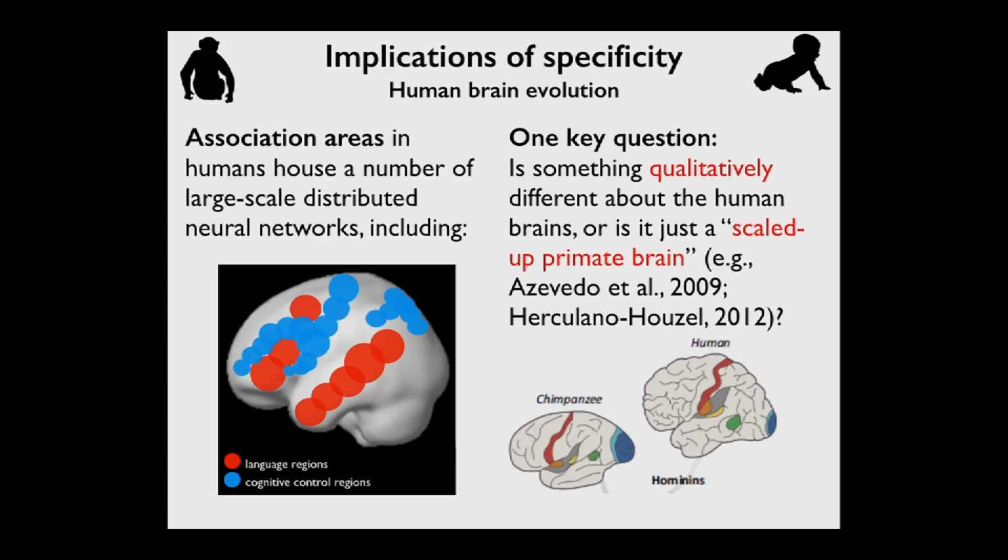So these are regions that are not sensory and motor regions and include frontal, temporal, and parietal regions. Okay, so people have noted this for a long time. And I think I'm kind of in the camp of people who think that our brains are not categorically different in any way. They're just scaled up versions of other primate brains. I think there's quite good evidence for that.